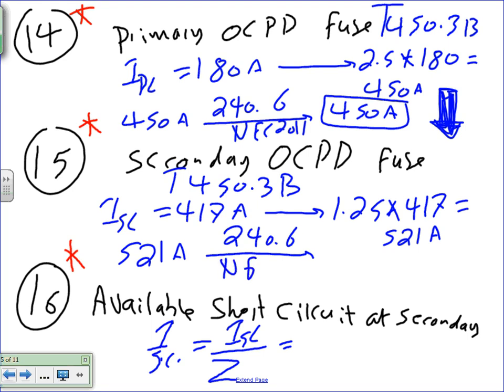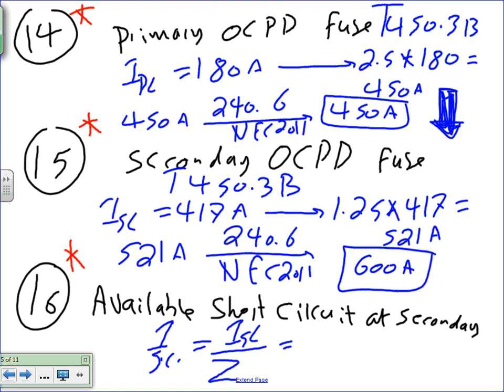And then you take your 521 amps, take it to 240.6 NEC 2011, and from here it will give you the next, you can go up, right? So the next standard is 600 amp is my standard, and if it's not a standard, what do you need to do? What can you do? You can go up. I can't emphasize these arrows that go up and down. This is so confusing, so please pay attention to when you can go up and when you go down.